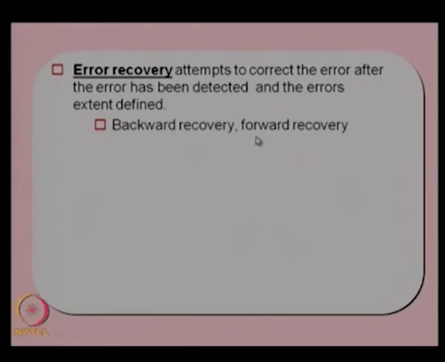In forward recovery, it will try to see the next correct data, and from that point onwards it will take the data and start processing. So this is known as forward recovery. Any one of these can be employed depending on the system to provide an error recovery function.